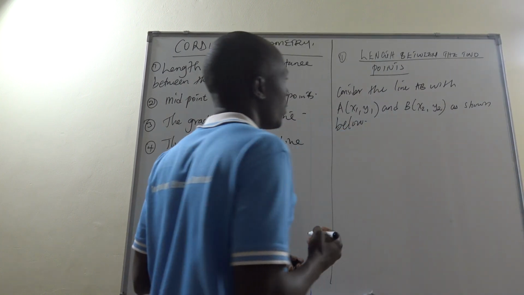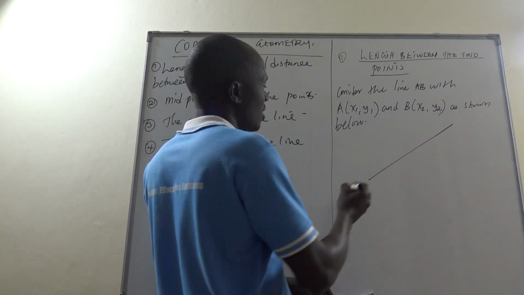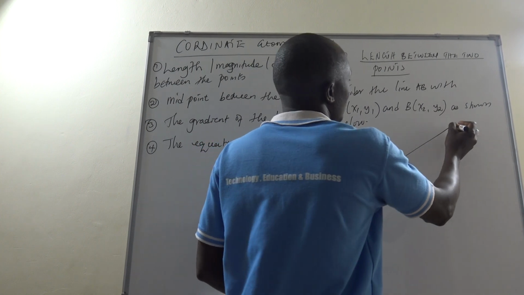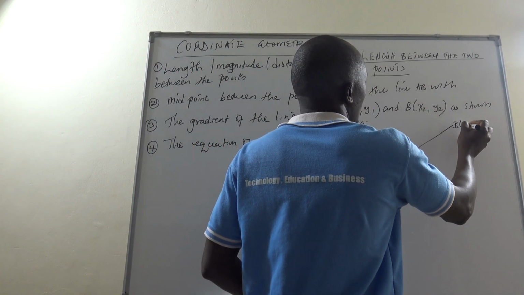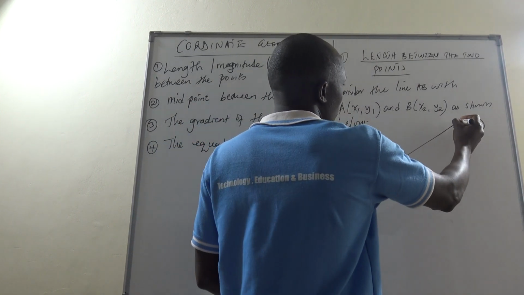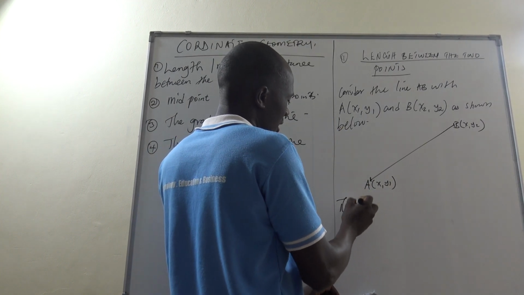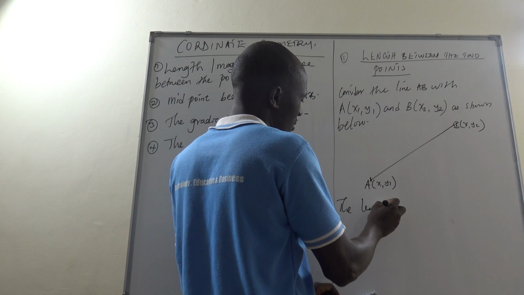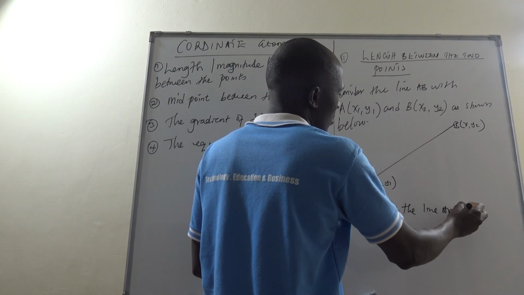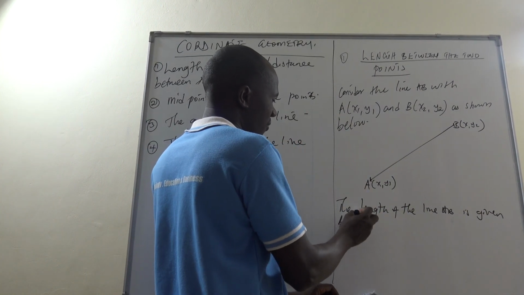So if I've got a straight line AB, and this is my point A given as (x1, y1), and this is point B as (x2, y2), how can we get the length of the line AB? The length of the line AB is given by the formula.